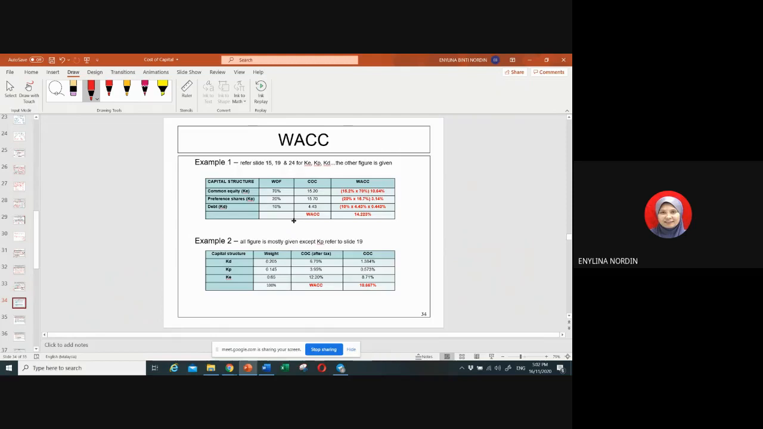Let's say we have calculated the cost of capital, and this COC that we have obtained, shown in the table here, is actually obtained from the previous example. For example, cost of common equity is 15.2%. This one you can refer to slide 16. And if it's preference shares, you can refer to slide 20.